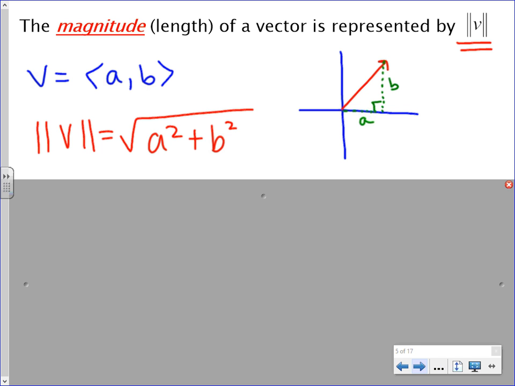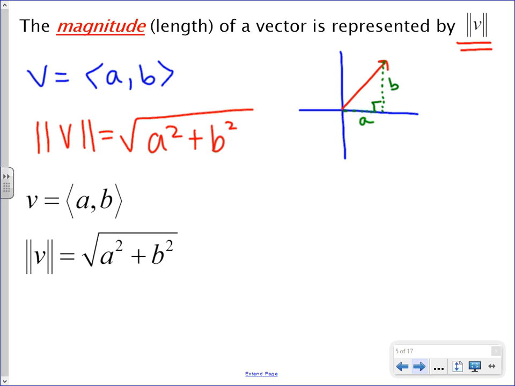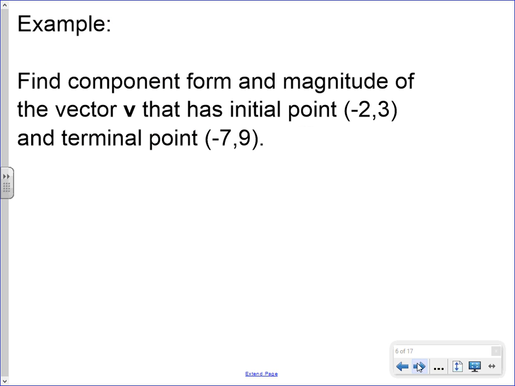Okay. So we're going to jump to that example that's next to both. Well, it's really more next to the component form, but it's the example where we have an initial point of negative 2, 3 and a terminal point of negative 7, 9. Okay, this is nice. I don't have to wait for you to write down the problem, right?